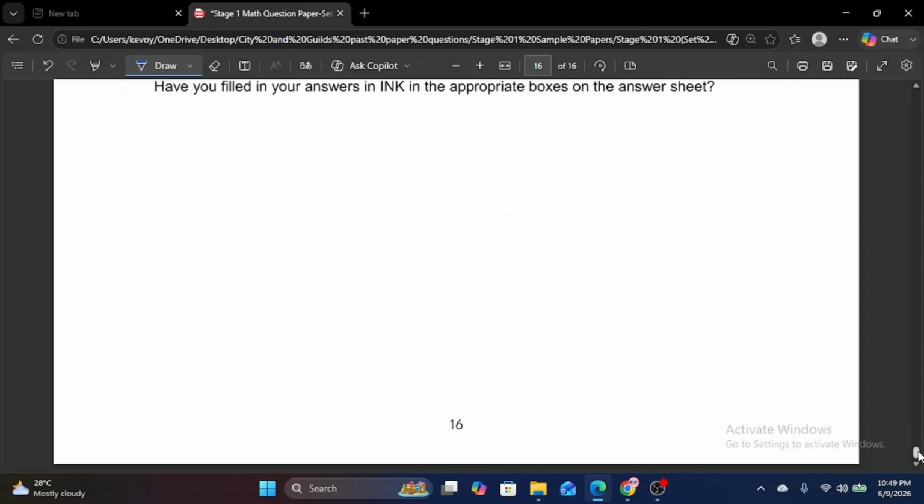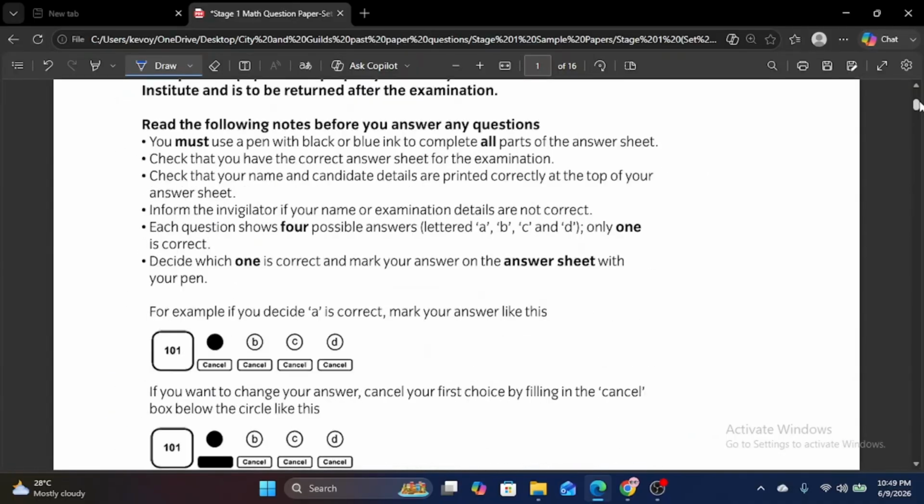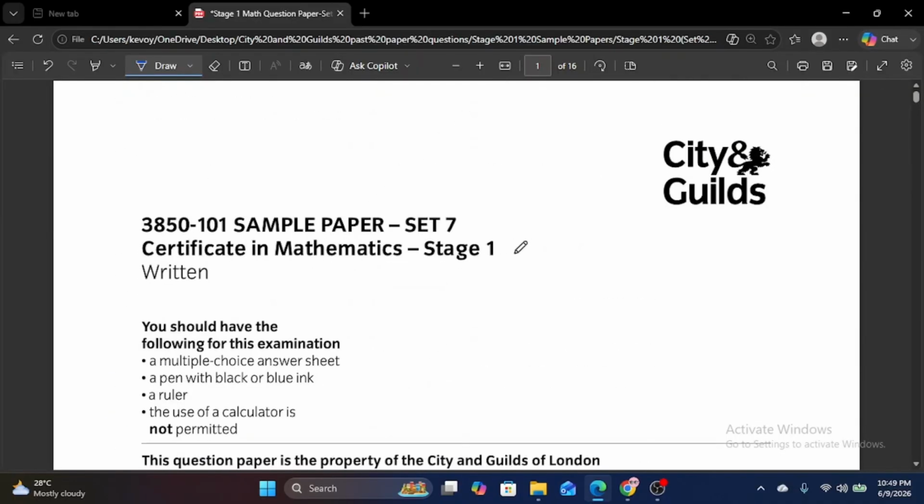Alright, so that's the answer for Stage 1 City and Guilds. These papers are done in a way where it's almost like a workshop. I go through the questions in a way to ensure that you don't just see the answers, but you understand why you get these answers.